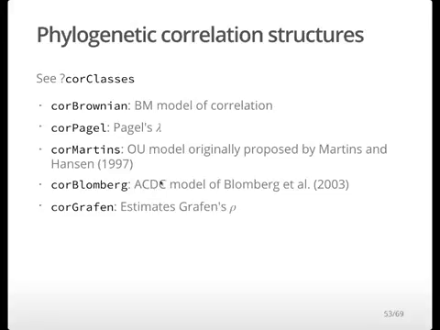corBlomberg actually does the ACDC model, and then corGrafen does Grafen's rho. This is a transformation that we haven't talked about yet. It essentially is an exponential transformation, and it was originally a transformation that Grafen talked about. If you want to futz around with all these, it's worth getting a tree open in Mesquite. All of these branch length transformations are in Mesquite, so just play around with them and see what it does to your tree. Do it, undo, do a different one, undo, put in different values for rho.